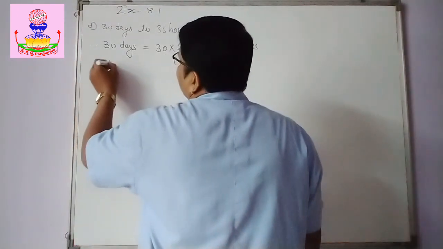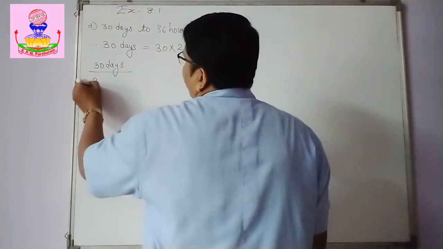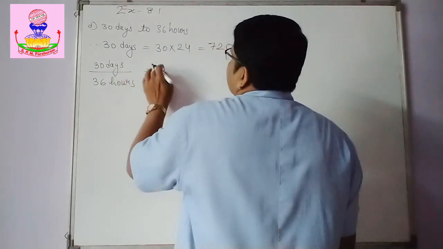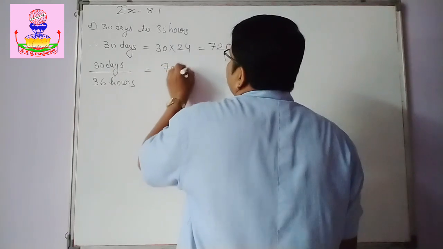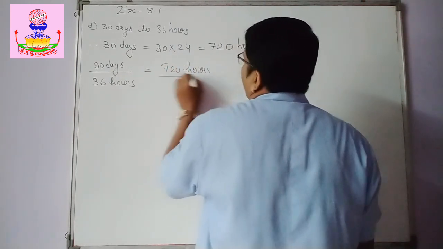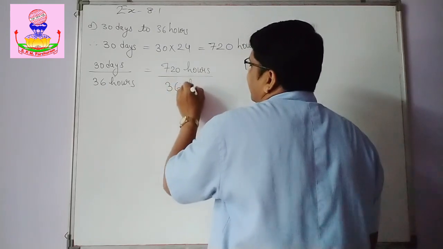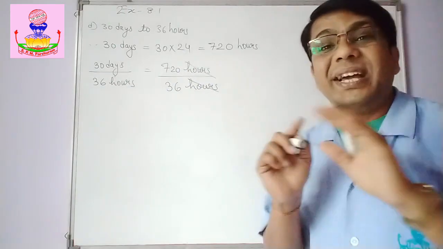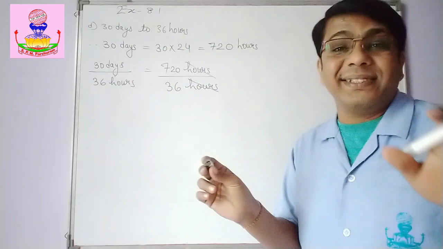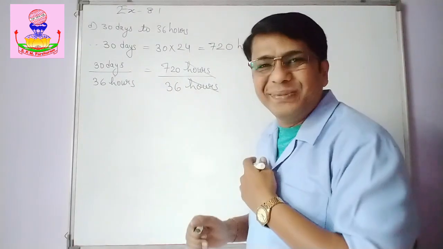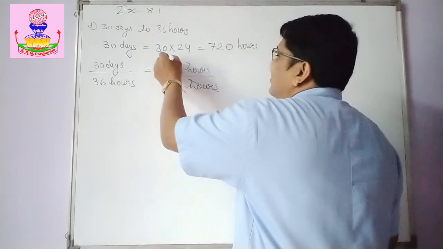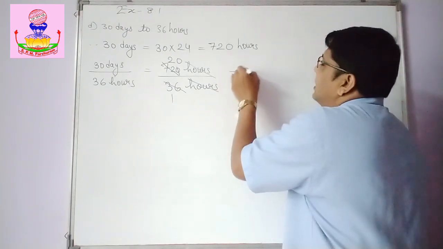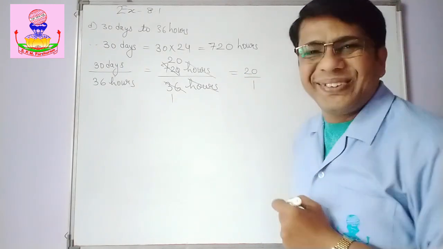That is 30 days upon 36 hours, that is equal to 720 hours upon 36 hours. So hours will get cancelled. So no unit. Ratio does not have any unit. Why? Because units get cancelled there. Now 36, I know the tables. 36 ones are 36, 36 twos are 72 and zeros are 0. So what do I get? 20 upon 1.